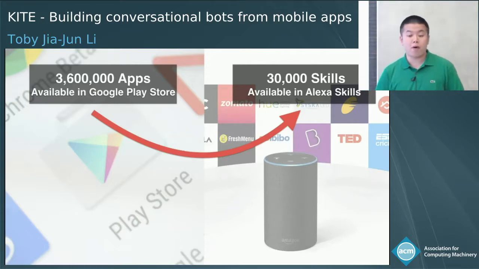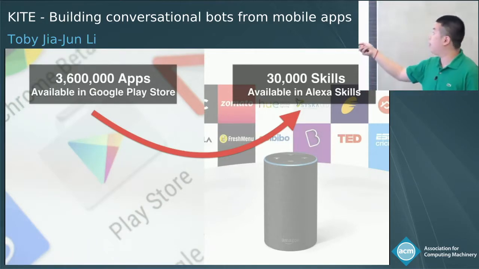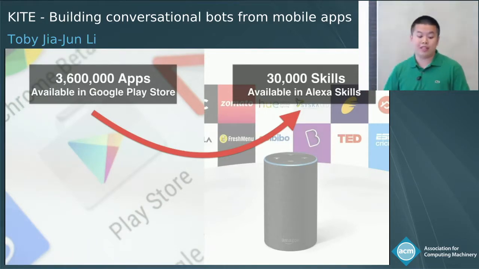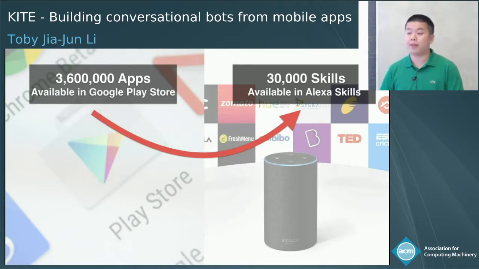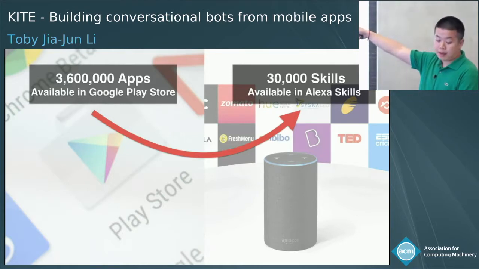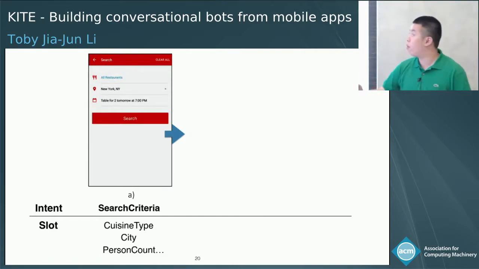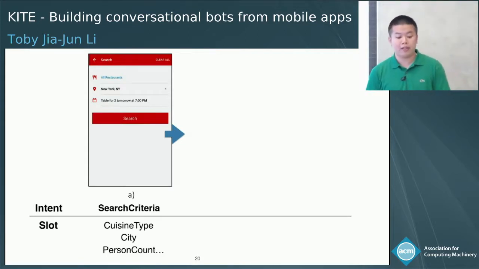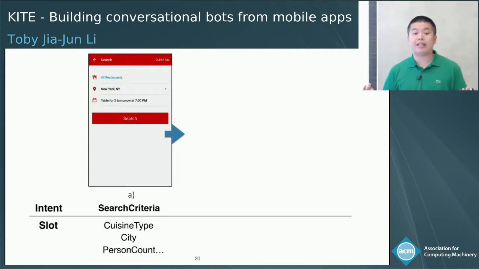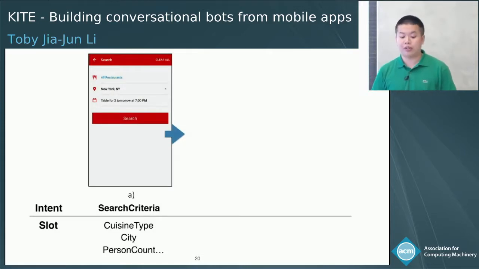Nowadays, we have far more mobile apps than conversational bots available. There are many businesses and services who have mobile apps but not bots. Our key goal is to leverage existing apps for bootstrapping templates for conversational bots. Our high-level intuition is that the graphical interface of mobile apps encapsulates the task logic needed for building a bot, where we can identify intents and slots from these interaction traces.